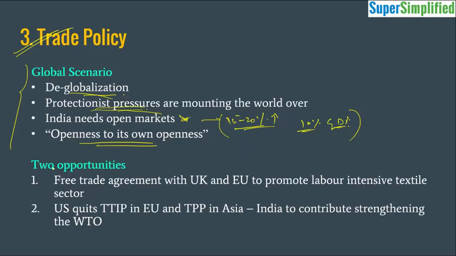That is what it is talking about, and it is also talking about two opportunities. The first one is the free trade agreement with the UK and European Union, to promote the labor intensive textile sector. So that is a possibility. And another thing is USA has quit TTIP in European Union and TPP, the Trans-Pacific Partnership in Asia. So now India can contribute in strengthening the WTO, World Trade Organization.